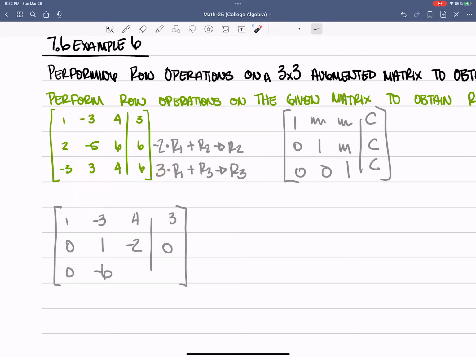Okay, then we have 4. 4 times 3 is 12. 12 plus 4 is 16. And lastly, we have 3 times 3 is 9. 9 plus 6 is 15.